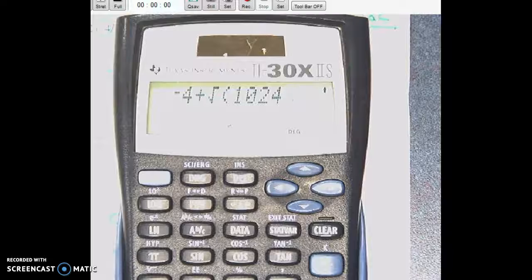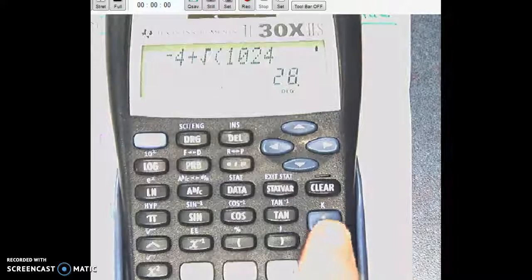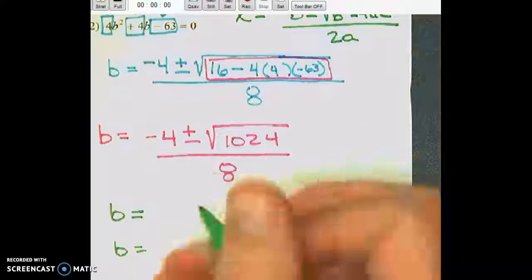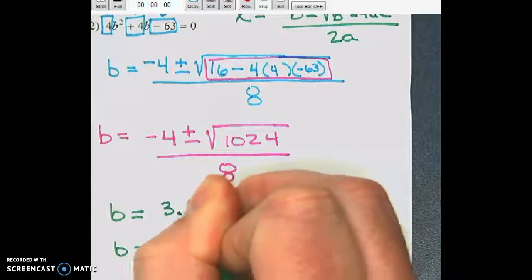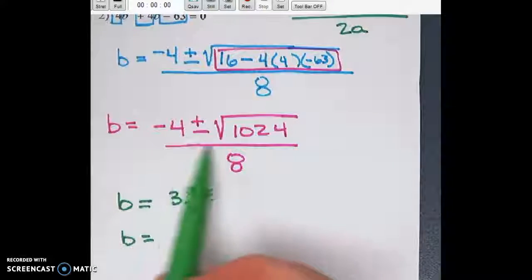And I'm going to hit enter here, and this is where we've got to make sure we hit enter. The answer is not just 28, because we still have one more step. We just did the top part. We still have to divide by 8. So you can hit the divide button now and divide by 8, and it was 3.5. So one of my answers is 3.5. And to get the other answer, now I'm going to do negative 4 minus.